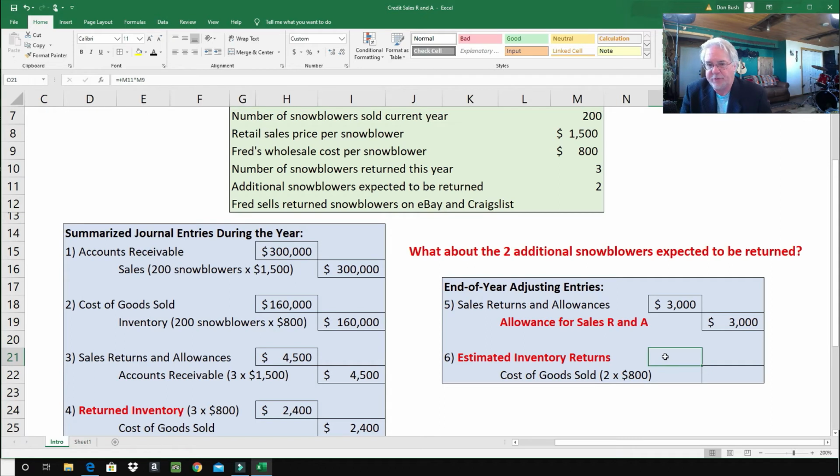Estimated inventory returns. These are the 2 snowblowers that have yet to be returned, and Fred's cost for those snowblowers. So 2 times $800 is $1,600, and Fred is going to reduce his cost of goods sold by these 2 snowblowers that have yet to be returned. And again, Fred doesn't know who the customers are. He doesn't know when they'll be returned, but he just has a strong feeling they will be returned. And Fred does not want to overstate his financial position.